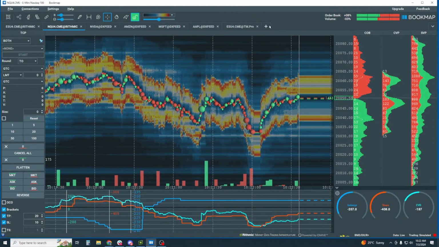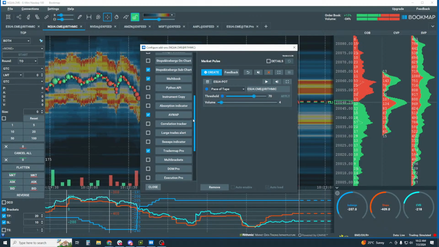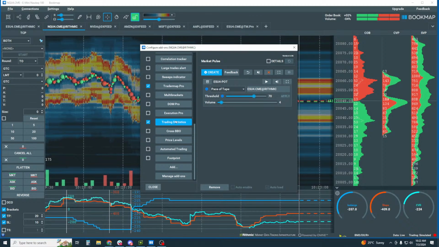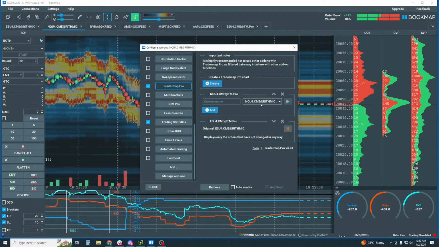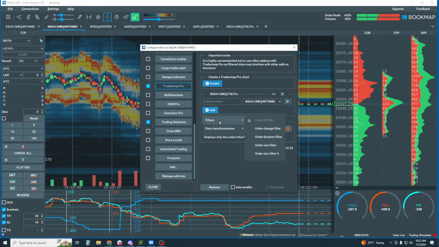Yeah, the Trader Map Pro works really well on the NQ. Come back down here. Create a new one. We have the NQ selected already. We're going to add it here, add the filter.